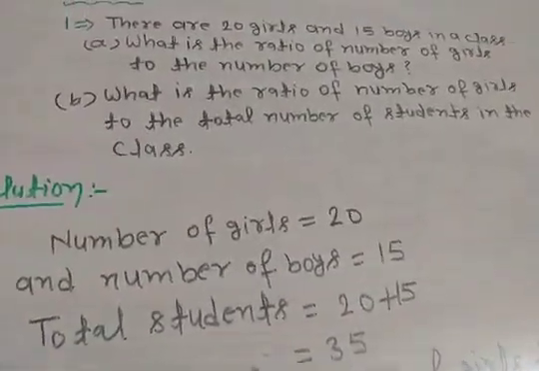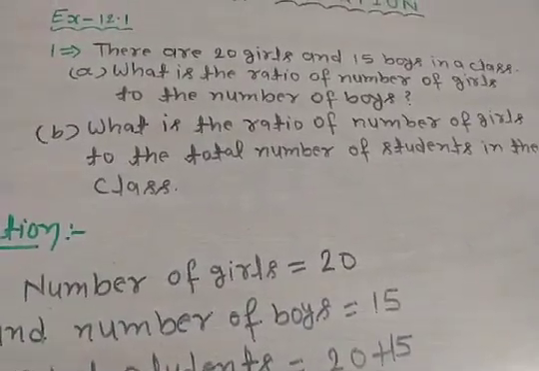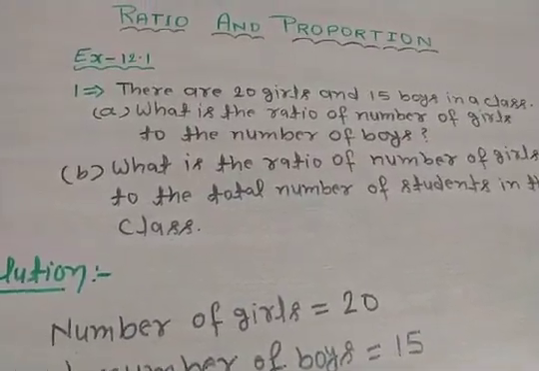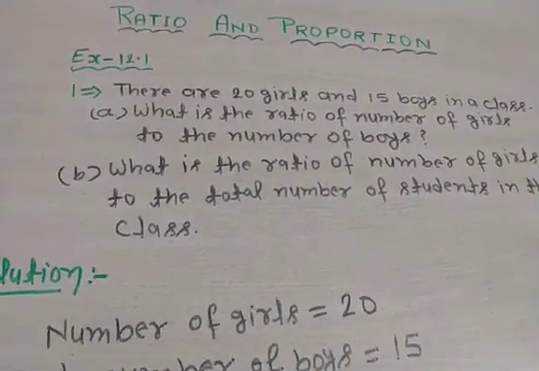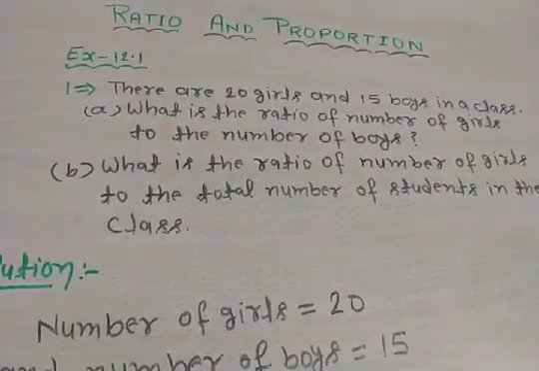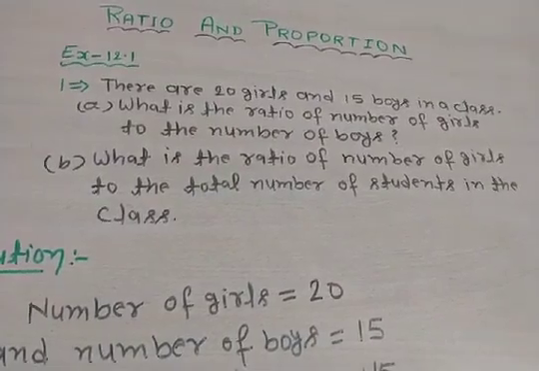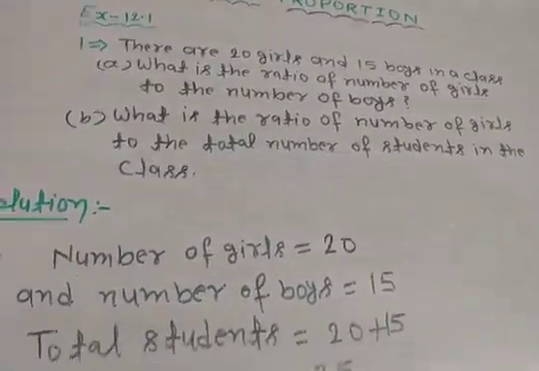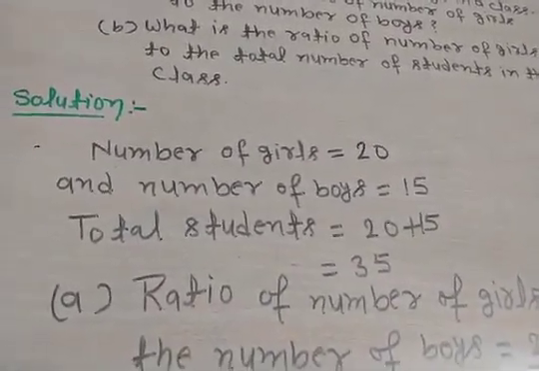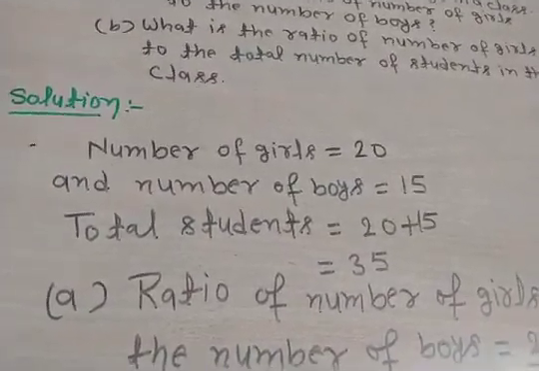So see again question number 1. Here given there are 20 girls and 15 boys in a class. So first question arises here. What is the ratio of number of girls to the number of boys? Okay. And the second is, what is the ratio of number of girls to the total number of students in the class? Okay, so here the given information is number of girls is 20 and number of boys is 15. Total students is 20 plus 15. This is equal to 35.